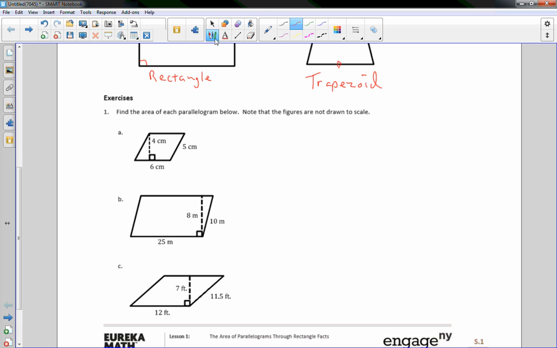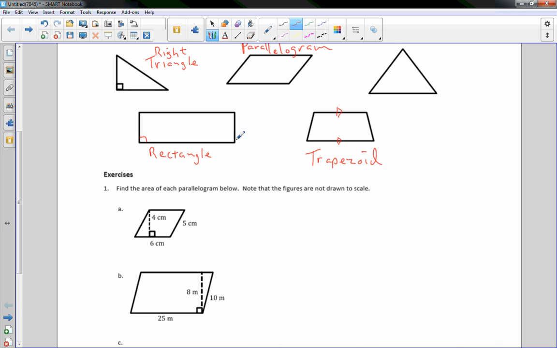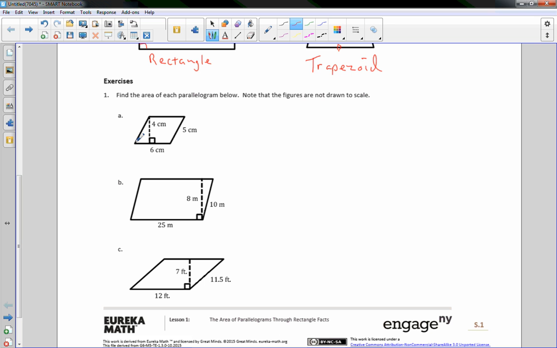So what I'm going to do to explain this, it says find the area of each parallelogram below. Note that the figures are not drawn to scale. Now, this is 6, and this is 5, so it is not a rhombus because the sides are not congruent. It is a parallelogram. But there's an interesting feature about parallelograms and their areas. If I were to draw very carefully here, I'm just outlining this triangle right here, and then I change colors and outline the trapezoid that is here.